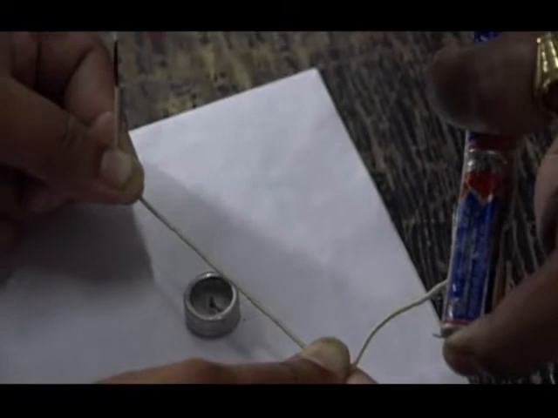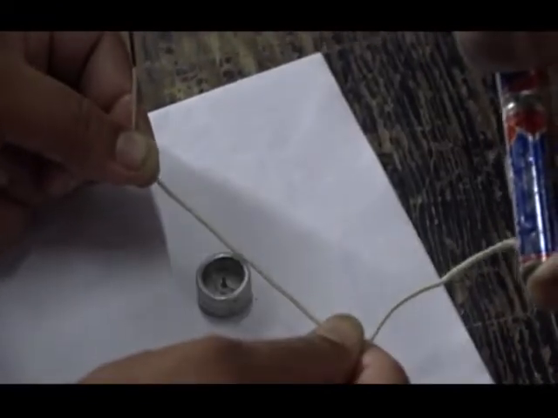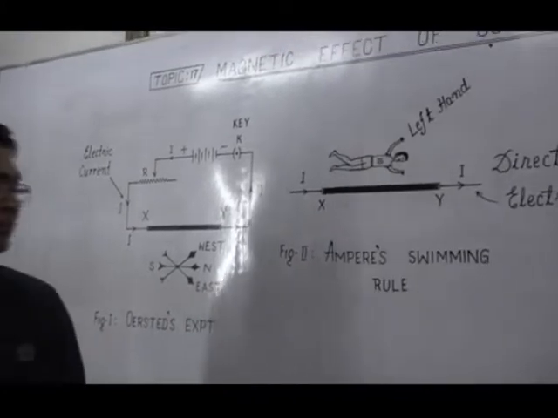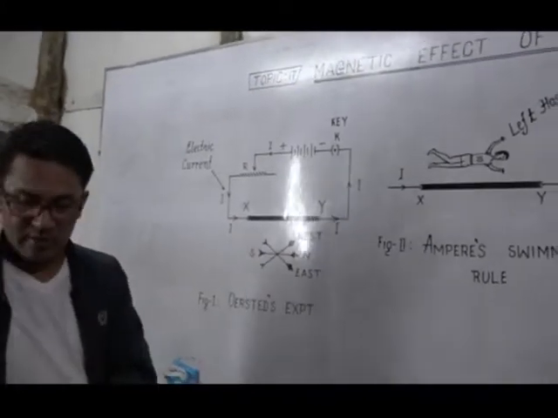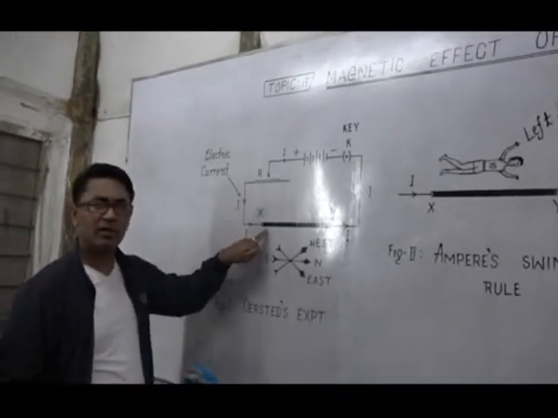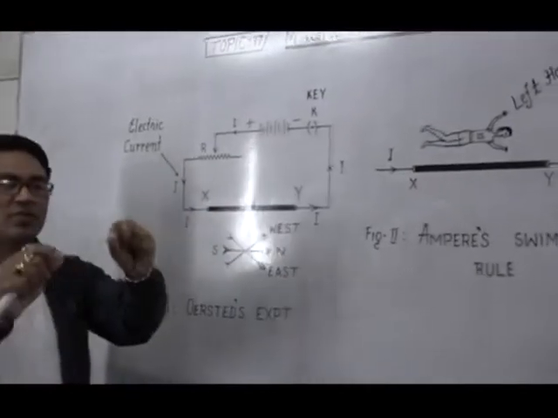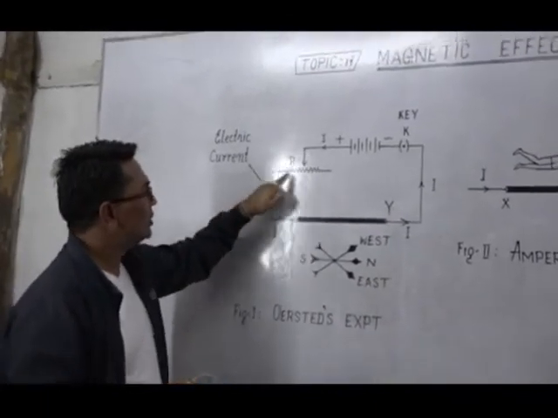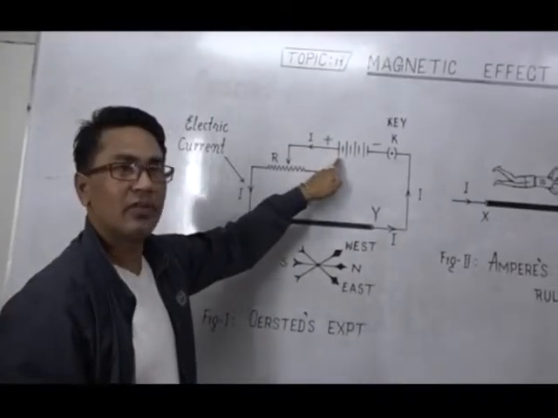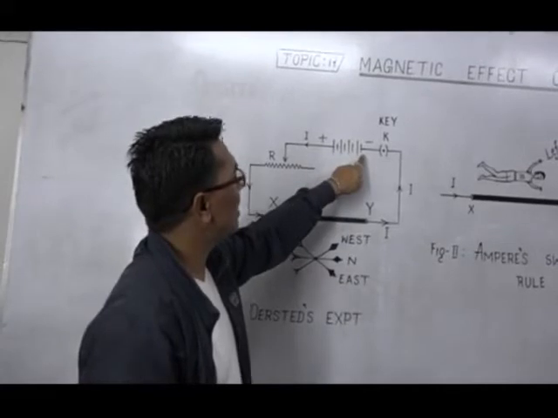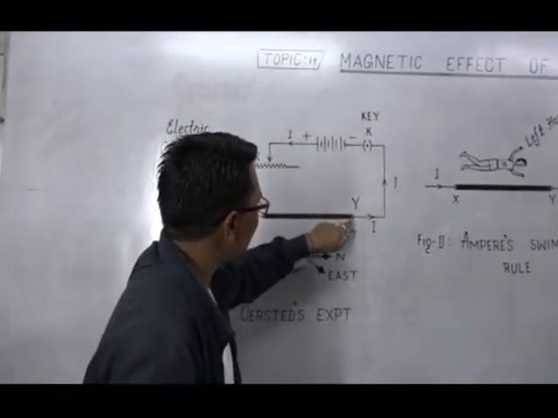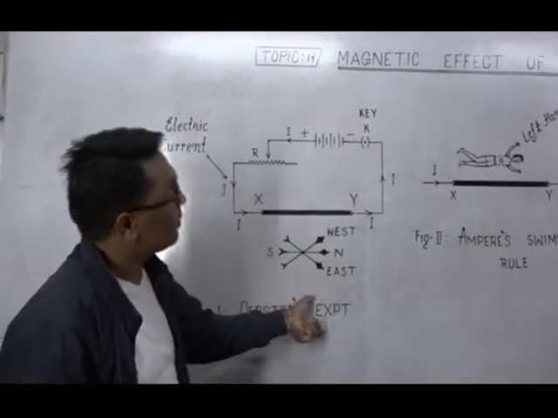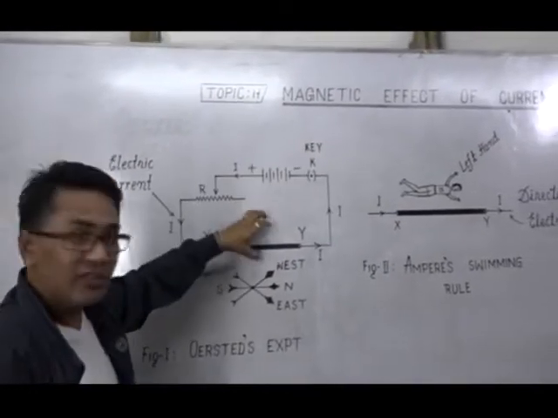Now let me explain this phenomenon. Here it is shown on the whiteboard. Please see. This is the conductor XY, a straight conductor. This end is connected to the positive terminal of an external battery through a rheostat, and the negative terminal is connected to the other end of this conductor XY through a key. This is the experimental arrangement in Oersted's experiment for the magnetic effect of electric current.